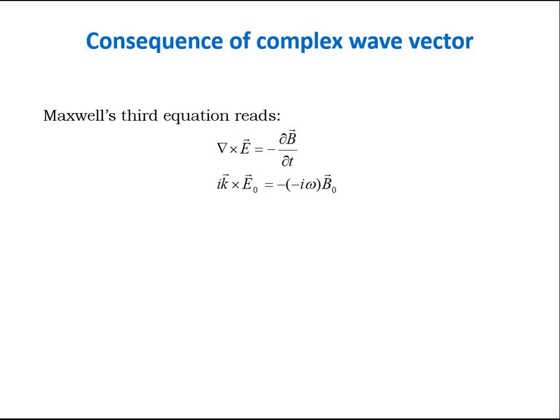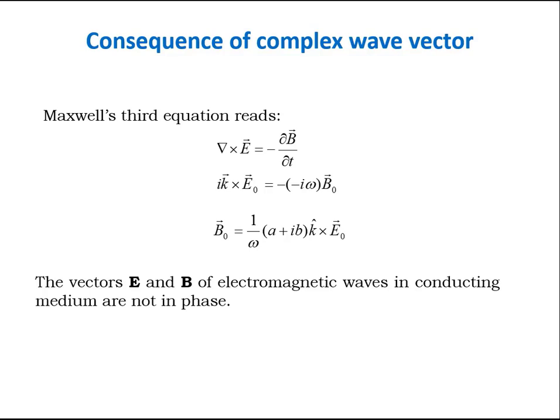Maxwell's third equation reads del cross E equal to minus del B over del t. This can be solved by simply replacing the del operator by iota k and the differential operator with respect to time by minus iota omega. So this gives B equal to (a plus iota b) k unit vector divided by omega cross E vector. Because this equation contains a complex quantity, there is a phase lag between B and E.